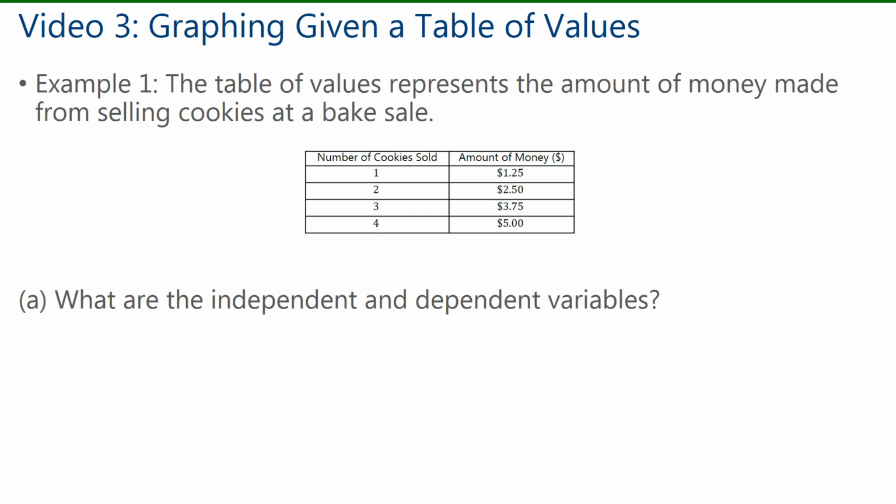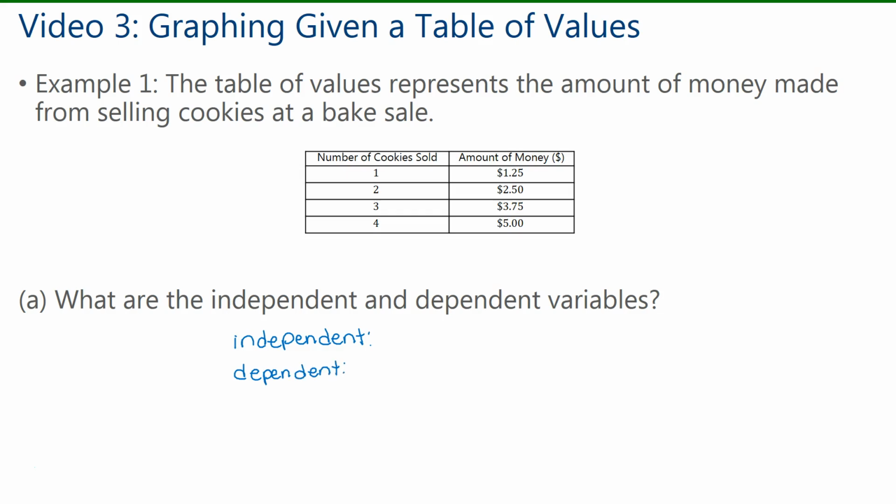The table of values below represents the amount of money made from selling cookies at a bake sale. So if you sold 1 cookie, you'd make $1.25, 2 cookies, you make $2.50, and so on. Part A wants us to identify the independent and dependent variables.